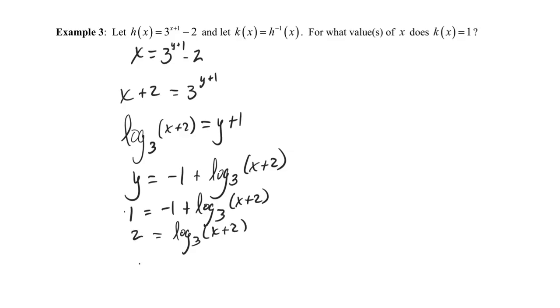Rewrite it in exponent form. So I got 3 squared equals x plus 2. That's going to give me x equals 7. Man, that was a lot of work there. So there might be an easier way to solve this.